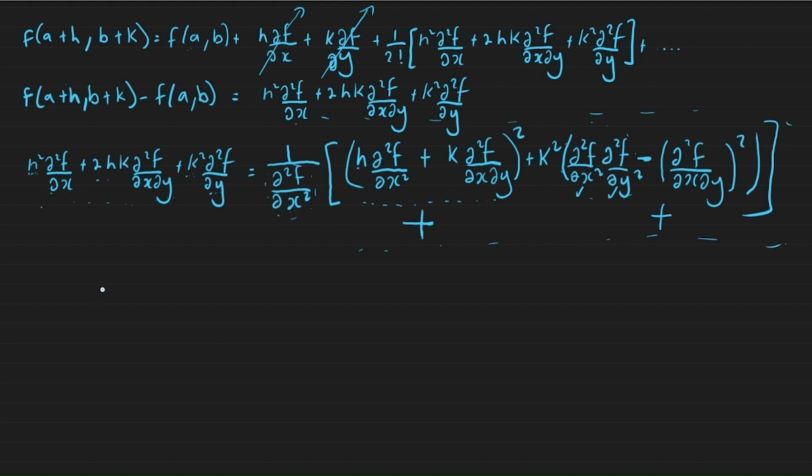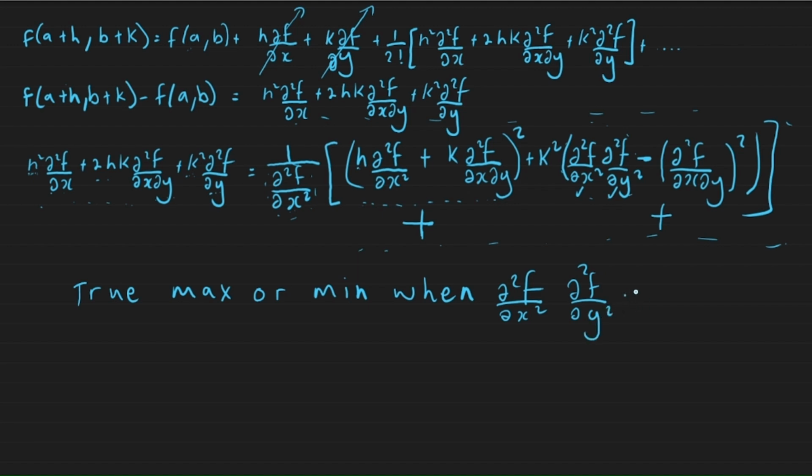So in other words, in order to find the true maximum or the true minimum, we're able to determine it when this second part of this term is positive. So that is when ∂²f/∂x² times ∂²f/∂y² is greater than ∂²f/∂x∂y. So that is a very, very important point to establish inside this entire, sorry, I forgot about the square here.